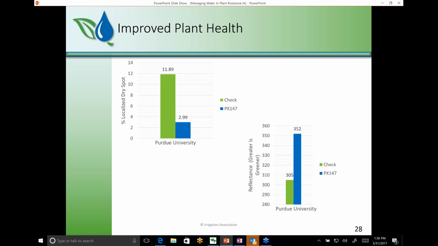We also did some work at Purdue University. We looked at localized dry spot on fine turf. So here's the check. Without any water management chemistries, we were showing 11.9, almost 12% localized dry spot. The use of a water management chemistry took it down to 2.99. Again, at Purdue University, looking now at the greenness of the canopy, we could see that we have a much greener canopy utilizing the water management chemistry than not.